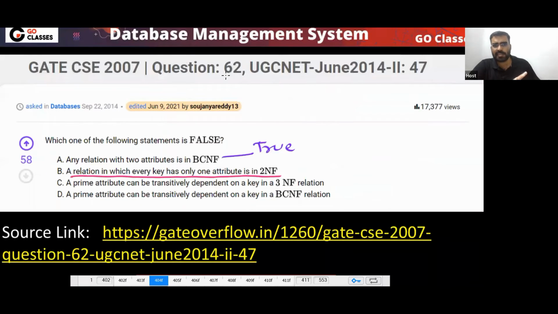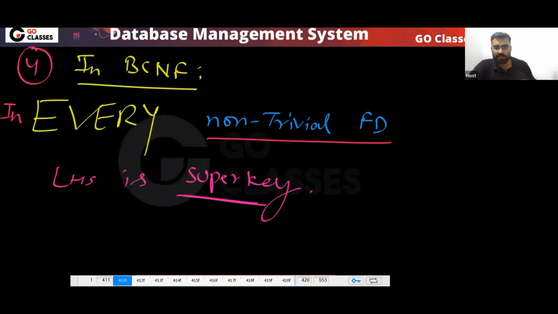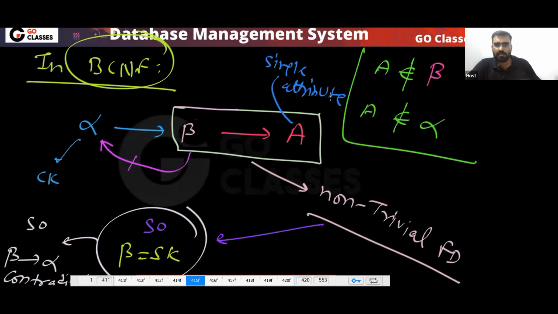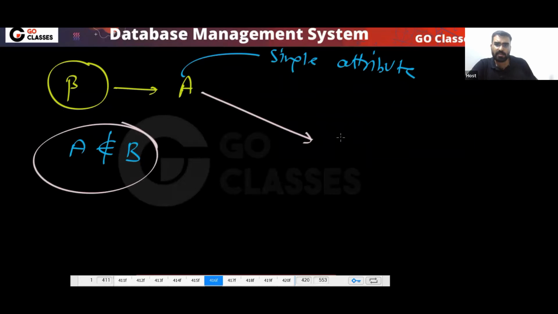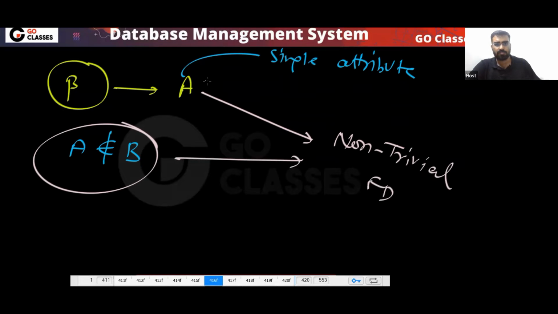Is this crystal clear? Do you have any doubt? Why is beta goes to A non-trivial? See, if this is beta and A is a single attribute, and A does not belong to beta, so can I say this is non-trivial? Clear? Let me know.